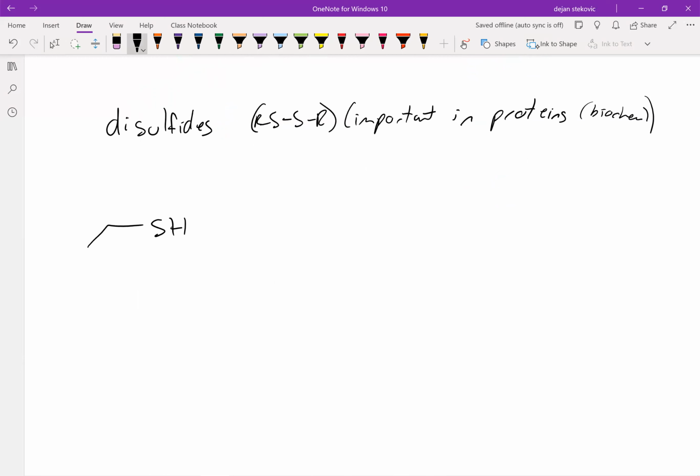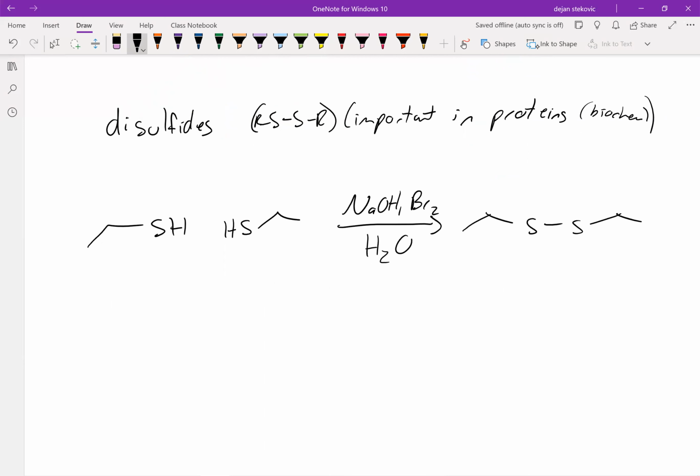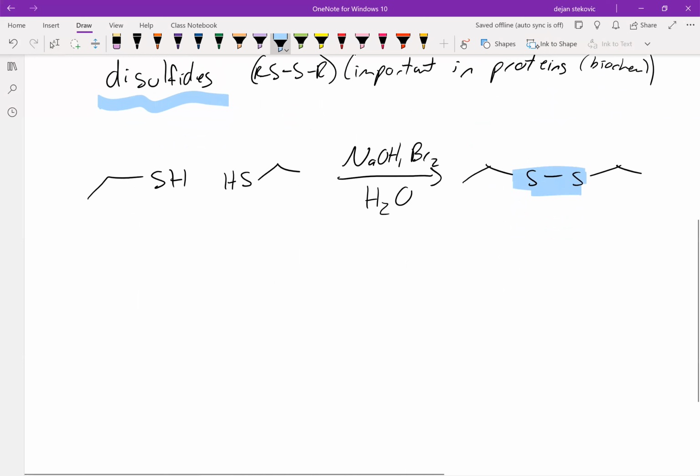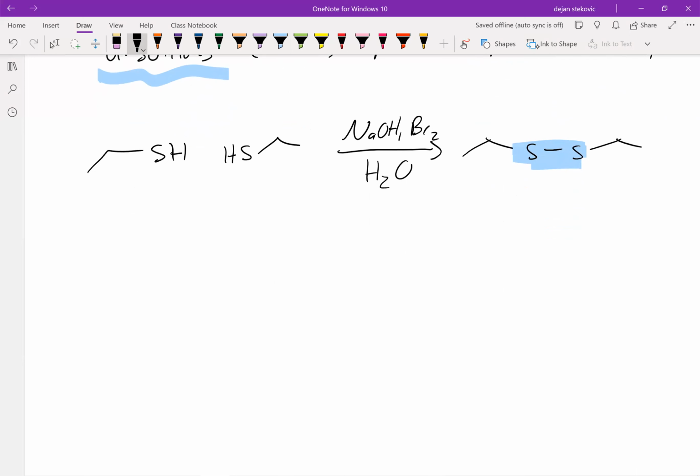Anyways, you've got two thiols. So what you want to do here is you want to add some base, some bromine, and then some water to form your disulfide, right? And again, disulfide is this sulfur-sulfur group where you have alkyl chains on either end, or just carbon chains. Doesn't have to necessarily be alkyl chains. Let's take a look at this mechanism.